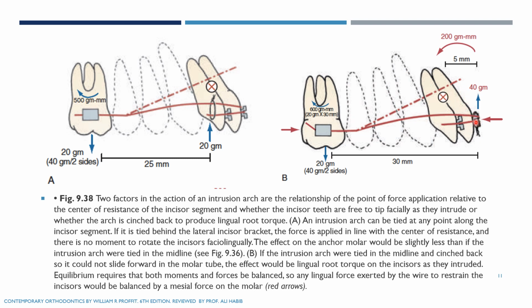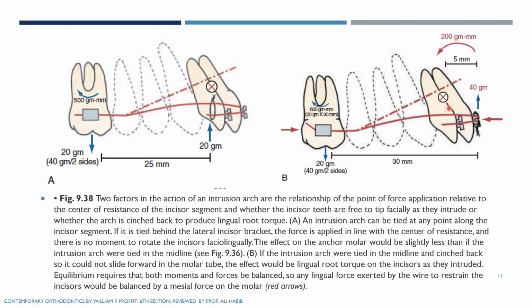Because the tie is away from the center of resistance of the giant tooth, we expect this tooth also to experience a moment which is counterclockwise in the amount of 5 millimeter times 40, 200 gram millimeter. So expect the molar to tip back and the anterior teeth to flare.